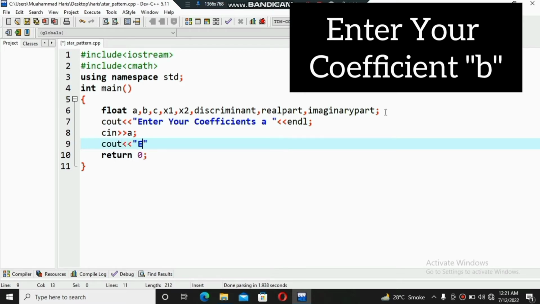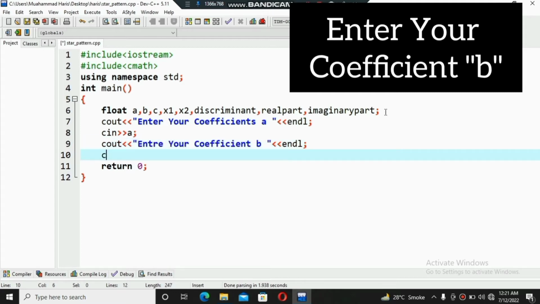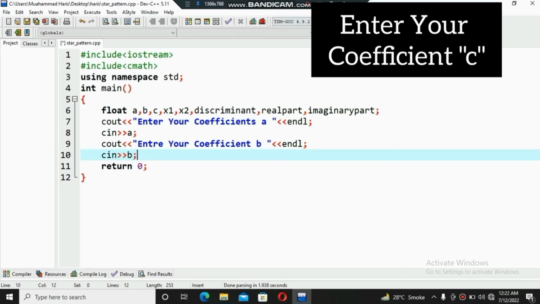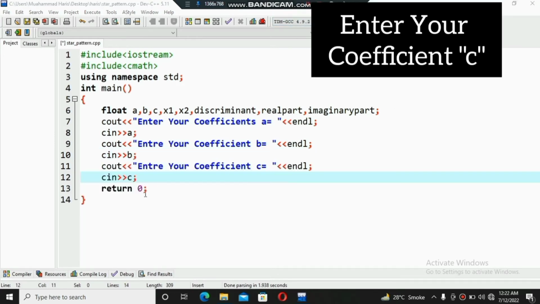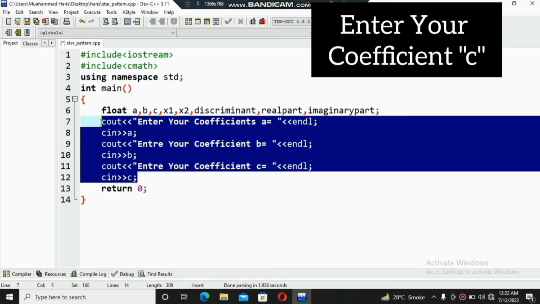In the next step I am taking "Enter your coefficient B". The cout command will print this line, and then I use cin to take the coefficient B entered by the user. First I want to end this line, so I'm using endl. Then in the next step I'm taking coefficient C. So these are all the coefficients of the quadratic equation.